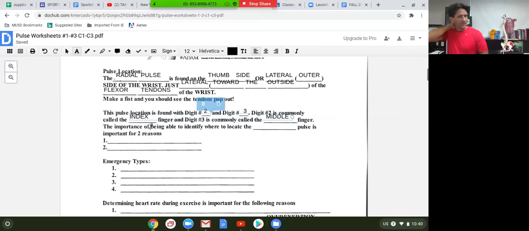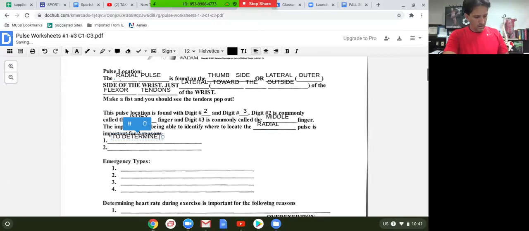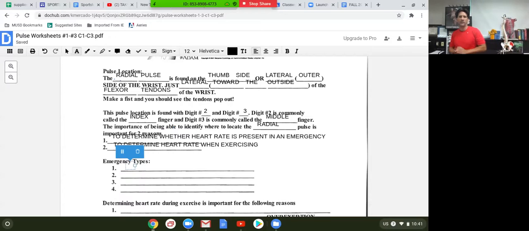Okay, so the importance of being able to identify where to locate the radial pulse is important for 2 reasons. Number 1, to determine whether heart rate is present in an emergency. And number 2, to determine heart rate when exercising. So those are 2 reasons why we'd want to find pulse.